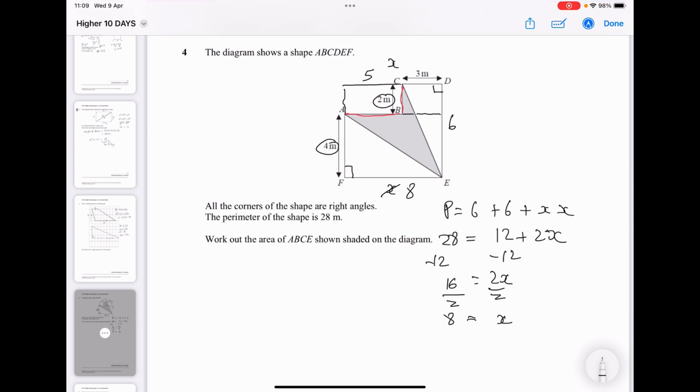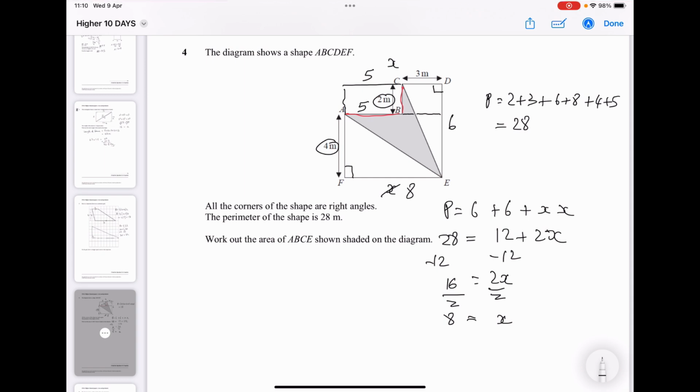So if I just check that, if this is 5, that's 2, so I've got 2 plus 3 plus 6 plus 8 plus 4 plus 5. 5, 10, 20, 28. Yeah, so I'm good with that.